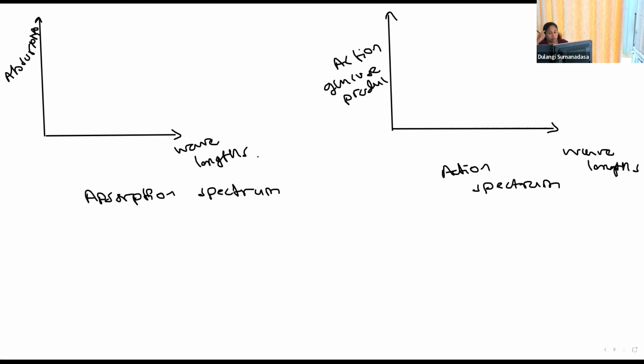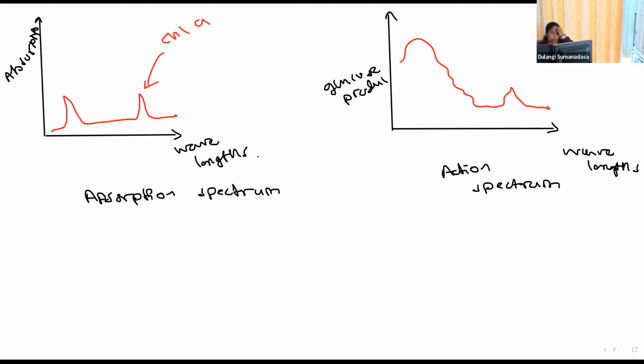I'm going to draw an absorption spectrum and the action spectrum. Okay, so I'm drawing the absorption spectrum for chlorophyll A, and the action spectrum for chlorophyll A. Write down the question. Right, so the question is, if chlorophyll A is the main primary pigment, why is chlorophyll A's absorption spectrum significantly different to its action spectrum?